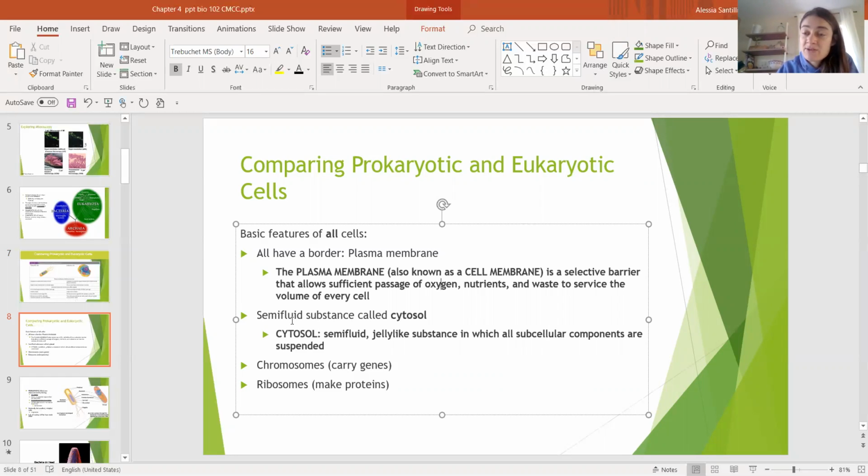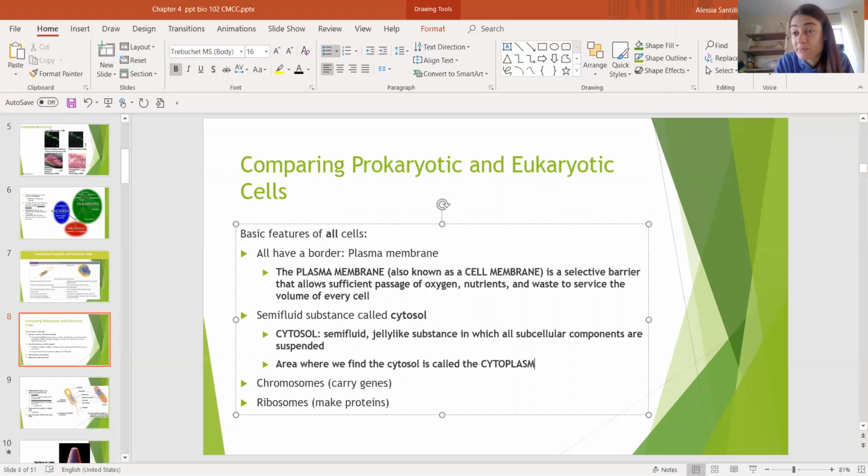You also have a semi-fluid, jelly-like substance called the cytosol. The cytosol is a semi-fluid jelly-like substance in which all subcellular components are suspended. The region where we find the cytosol is called the cytoplasm. Usually the cytoplasm is any region that is enclosed by the plasma membrane that doesn't include the nucleus.